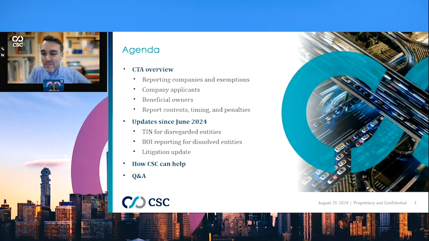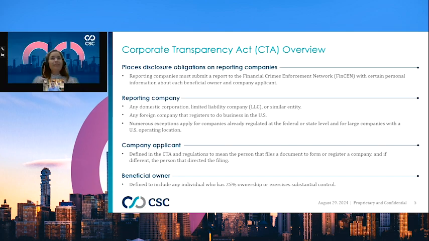Great. Thank you so much, David. And thank you to everyone for joining us today. Broadly speaking, the CTA obligates reporting companies to report certain information about their company applicants and beneficial owners. Therefore, in order to really apply the CTA effectively, you need to understand those three key terms: reporting company, company applicant, and beneficial owner. For those who aren't yet familiar with those terms, no worries. I'm going to be talking about each of them at a high level.